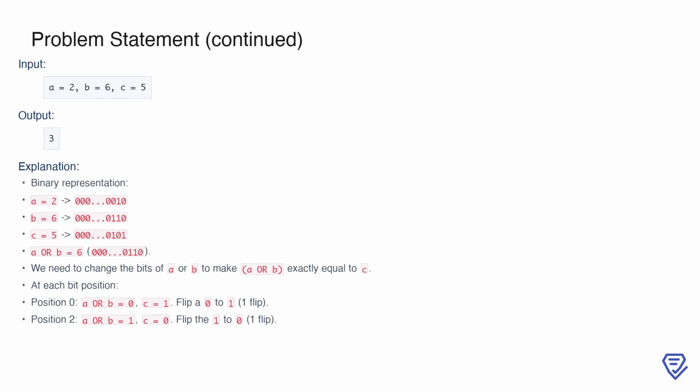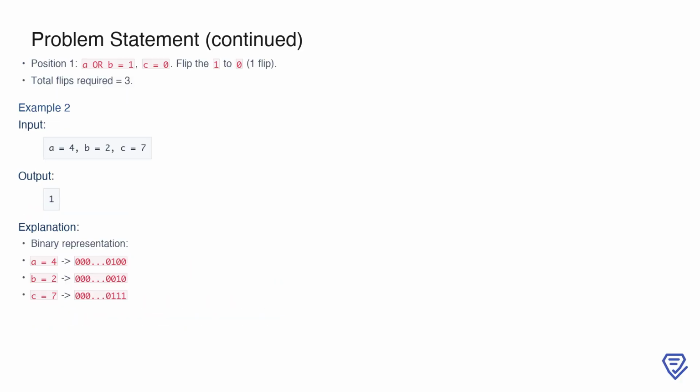To do this, we analyze each bit position. Starting with position 0, the result of A OR B is 0, but C has a 1, so we need to flip a 0 to a 1, which counts as one flip. Next, at position 2, the result of A OR B is 1, but C has a 0, so we need to flip the 1 to a 0, which counts as another flip. Now, at position 1, the result of A OR B is 1, but C has a 0, so we flip the 1 to a 0. This makes a total of 3 flips required to make A OR B equal to C.